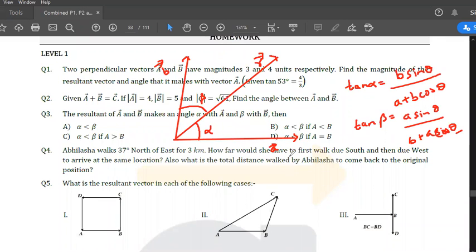But intuitively you can solve it. You can solve it without the formula. You can just solve it.